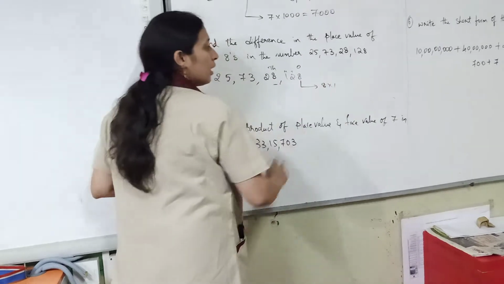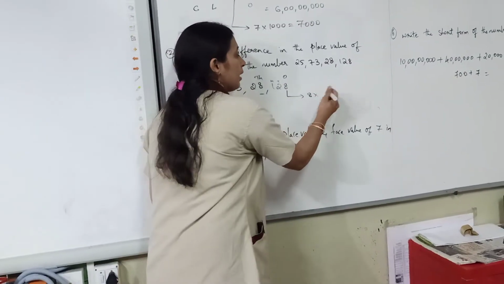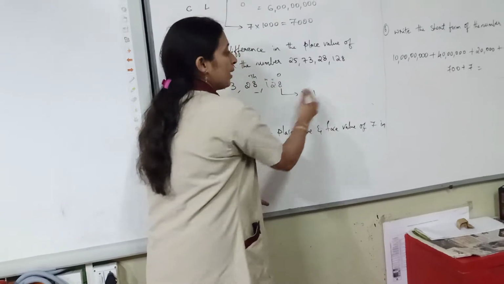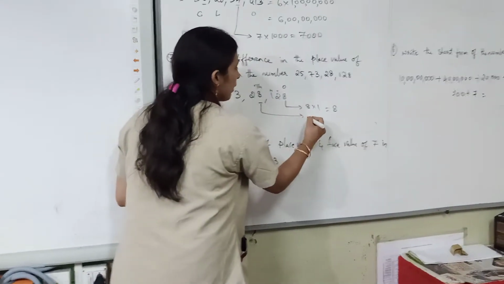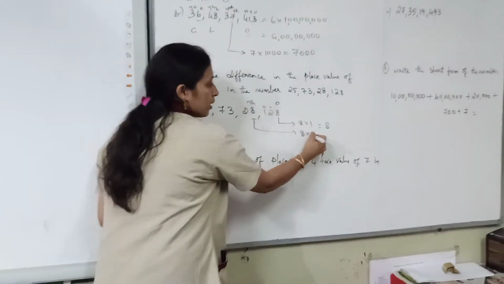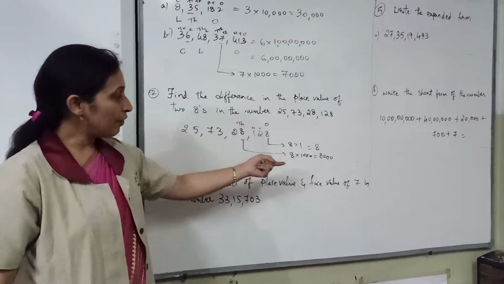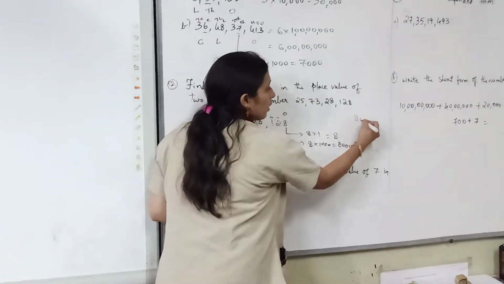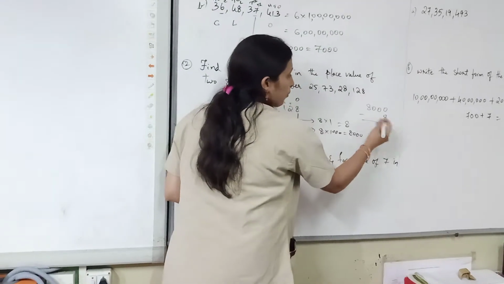8 into 1. Here generally children will go wrong, writing 8 into 0. This is ones place. It means 1 is the value. 8 into 1 is 8. And what is the place value of this 8 here? 8 into 1000. So what is it? 8,000. Right? Now find the difference. Greater number minus smaller number. Now write as per the column, arrange in columns and then subtract.